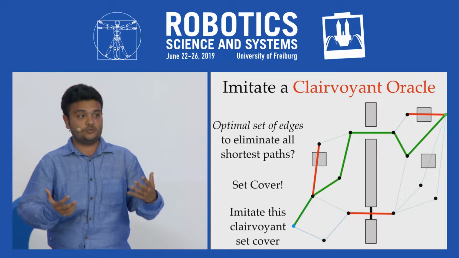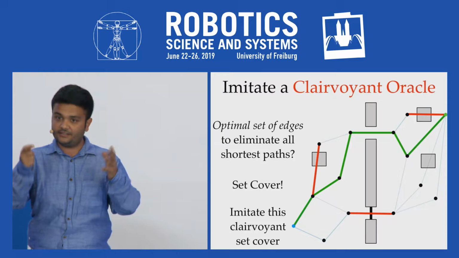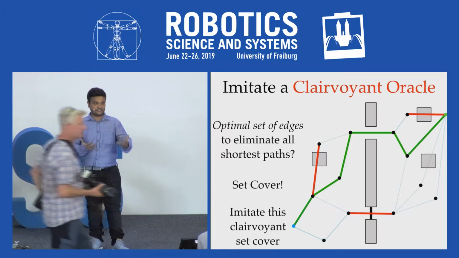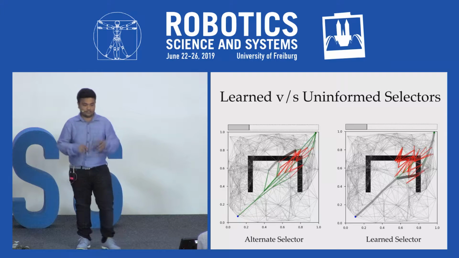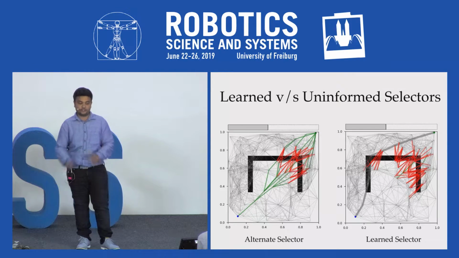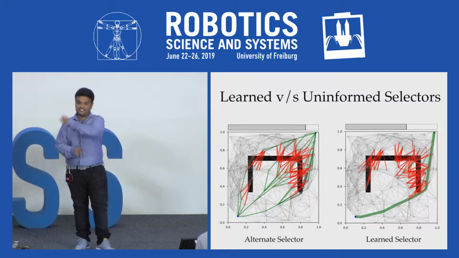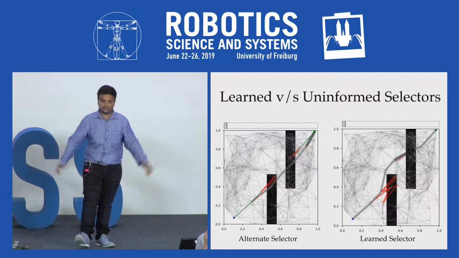And what we want to do is imitate this oracle to learn an efficient selector from data, because executing this oracle online can be computationally very inefficient. So we want to utilize imitation learning to learn a selector from data. And this is an example of this running in practice. Here, the learner, trained on a data set of bug traps, learns to detect the bug trap and get out of it, whereas a heuristic selector, which is uninformed, does not know what to do.